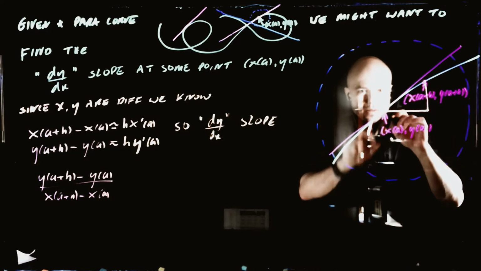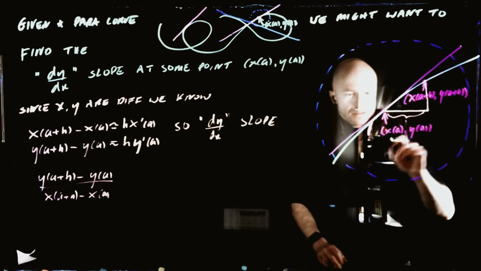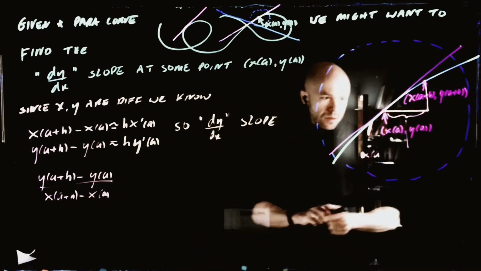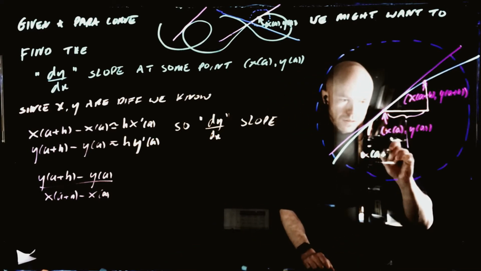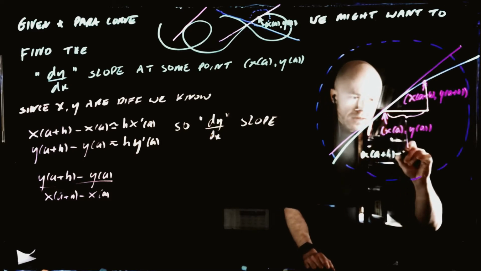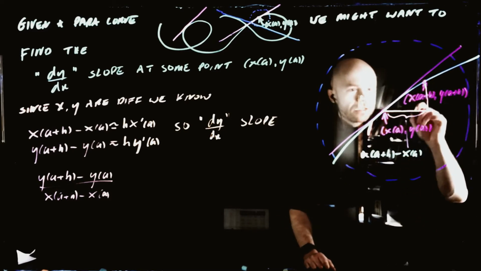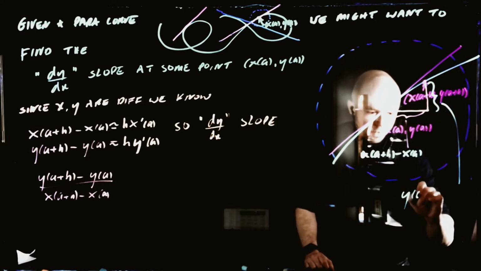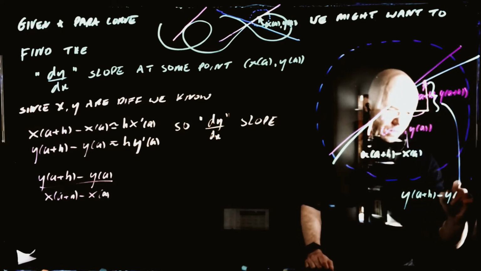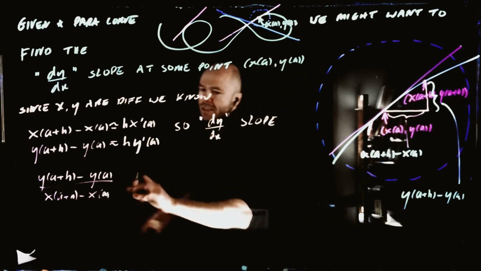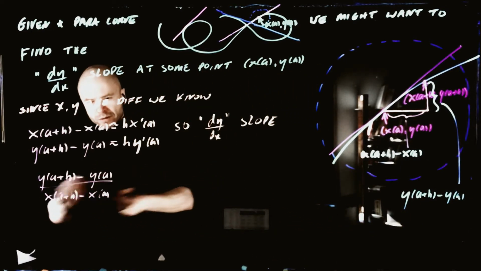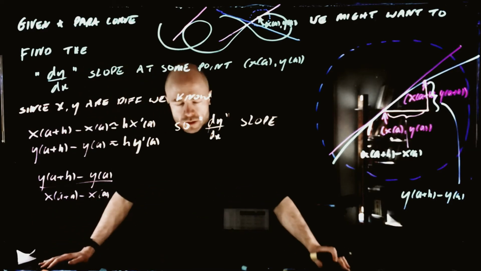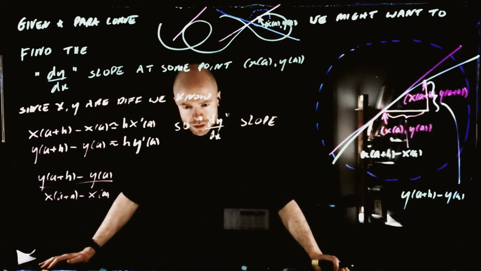this length here, right? Because this thing right here is x of a plus h minus x of a. And this side right here is exactly y of a plus h minus y of a. So that expression is exactly how far up or down we go divided by how far along. Give me the thumbs up if you're with me. Thumbs down if anything's unclear.